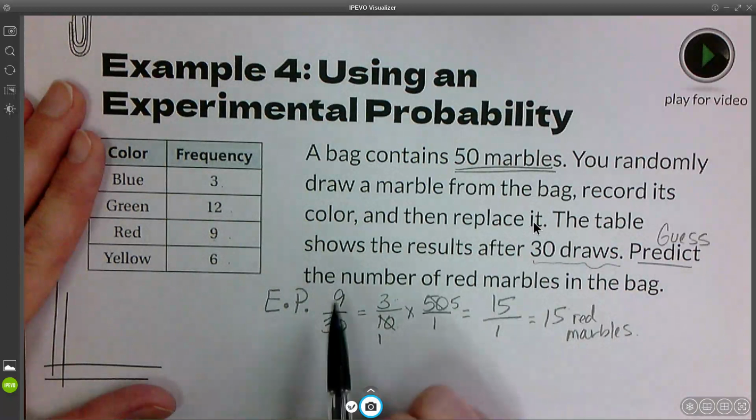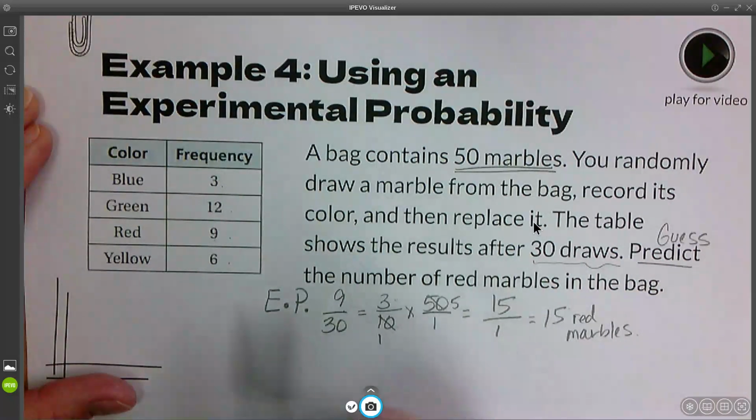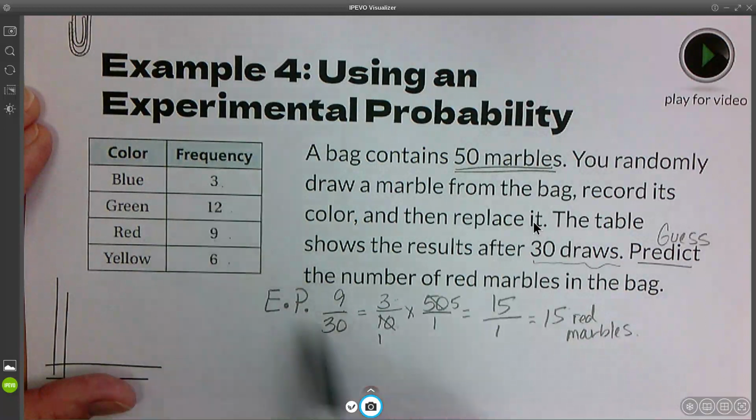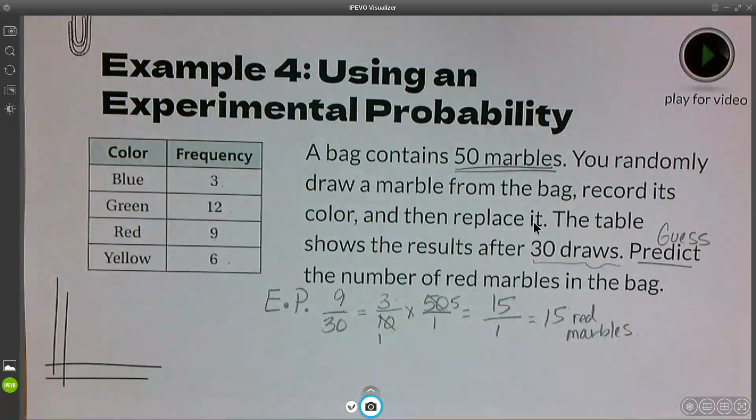So if I were to guess how many blue marbles were in the bag, I would probably guess less than 15 because it only came up 3 out of 30 pulls. So there's probably way less blue marbles in the bag than there are red, just based on the amount of times it actually happened. So that's how we can use experimental probability to help us predict how many items of a certain color or size or whatever are in a bag.